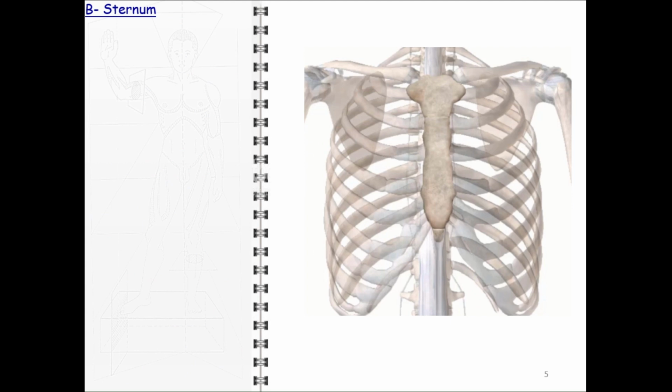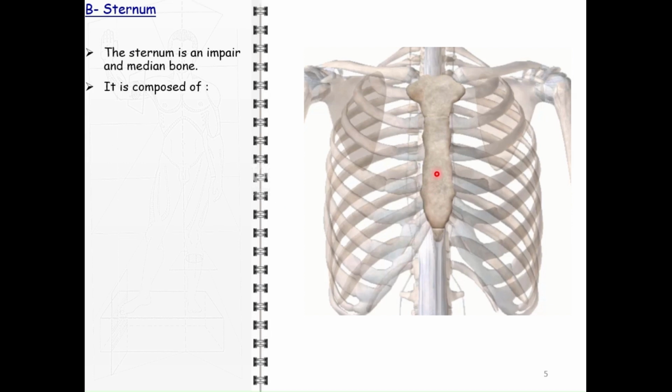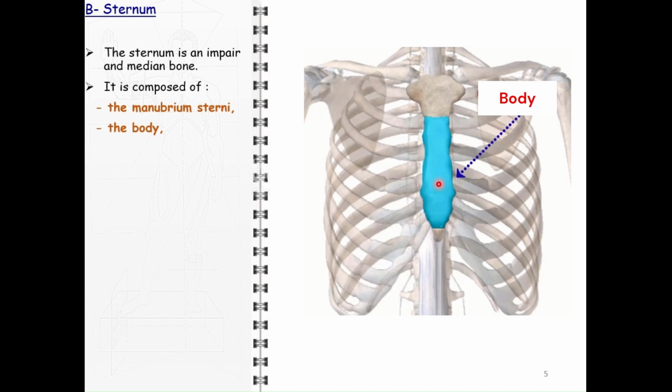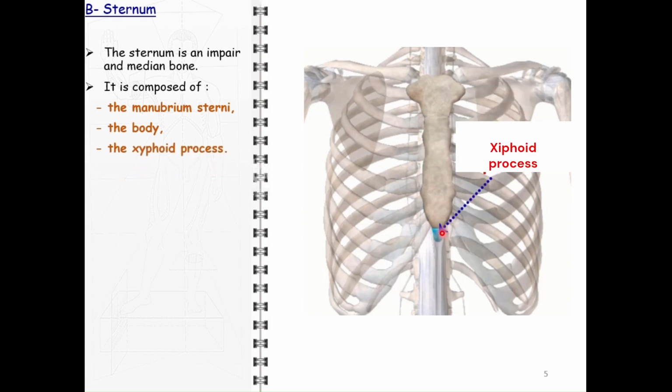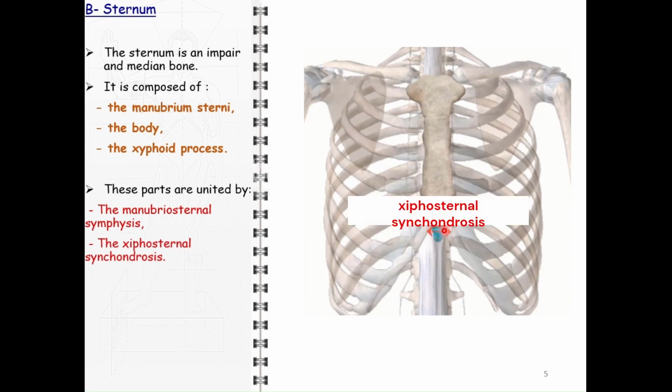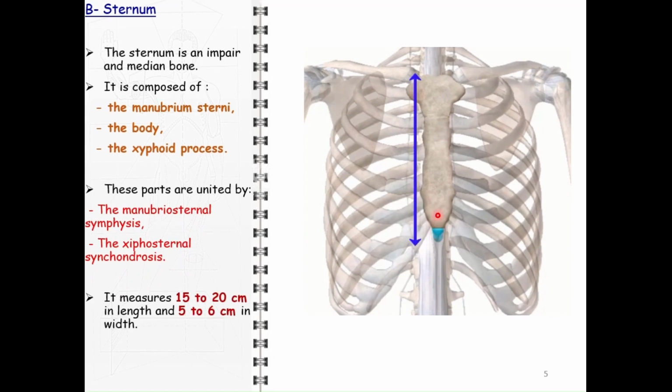Moving on to the sternum. It is an impair and median bone of the anterior thoracic wall. It is composed of three parts from top to bottom. The manubrium sterni, the body, that is elongated, and the xiphoid process, small in size. These parts are united by the manubriosternal symphysis and the xiphosternal synchondrosis. Its length is between 15 to 20 centimeters, and its width is 5 to 6 centimeters.